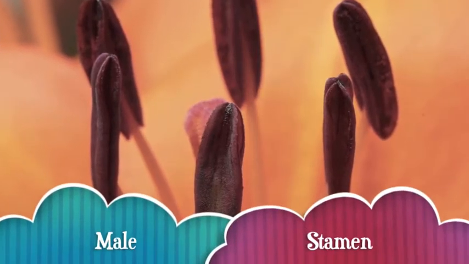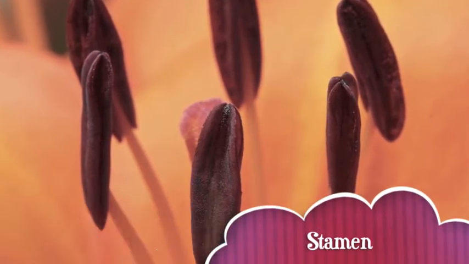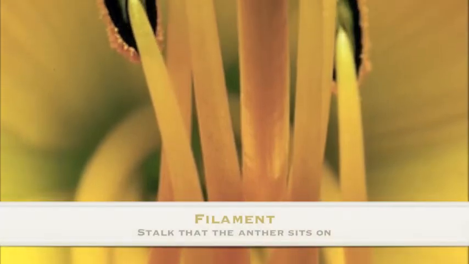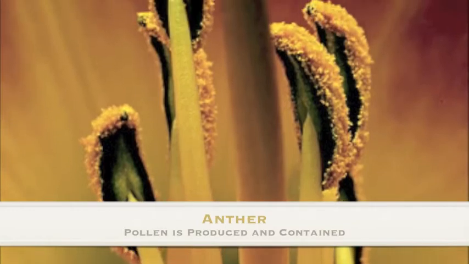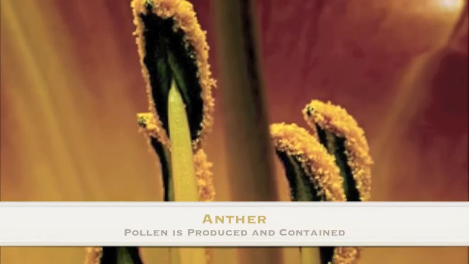The male parts are called the stamen, and these consist of the filament, which is the stalk that the anther sits on, and then the anther, which is where pollen is produced and contained.